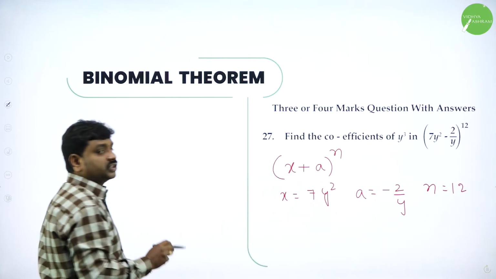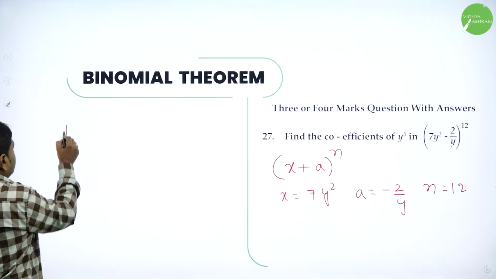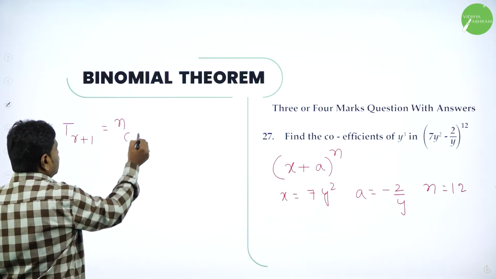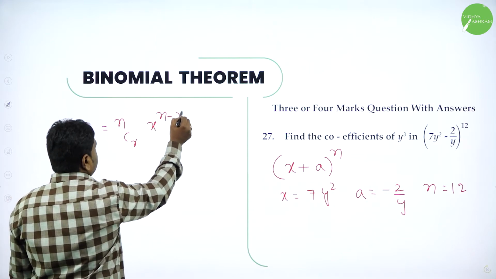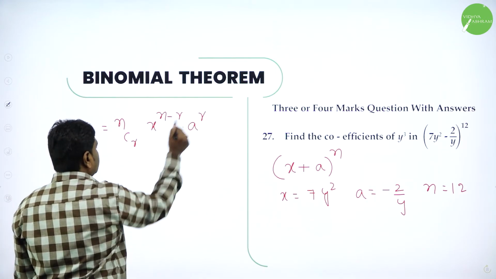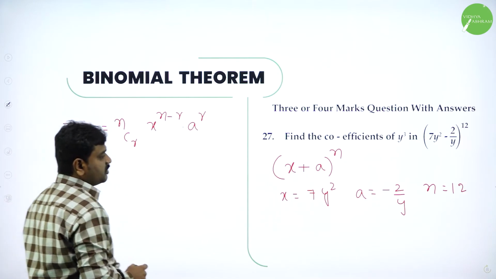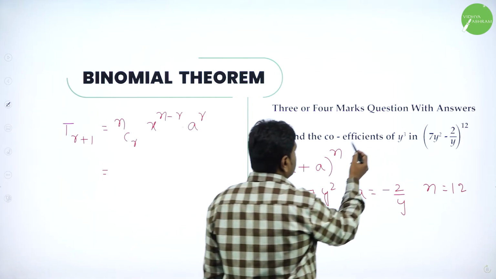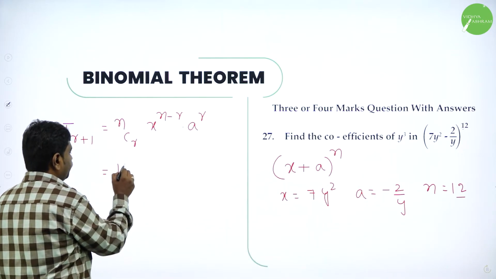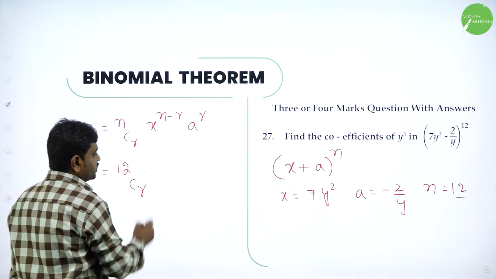So first use the general term formula. What is the general term formula? T r plus 1 is nCr x power n minus r, a power r. What does it mean? nCr, first term power n minus r, second term power r. N means the overall power. What is the overall power? The overall power we have is 12. So n is 12.